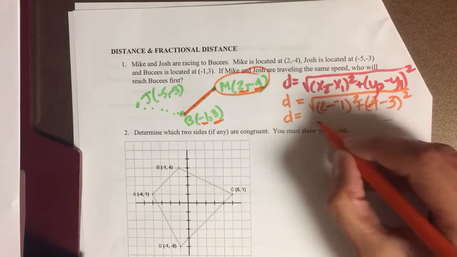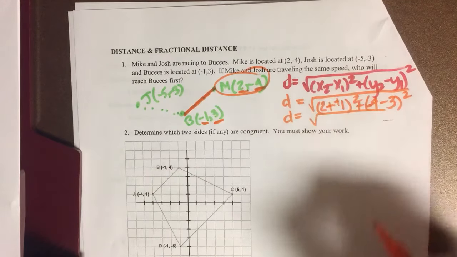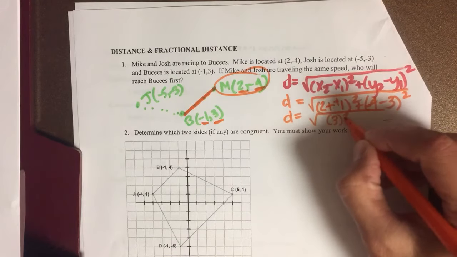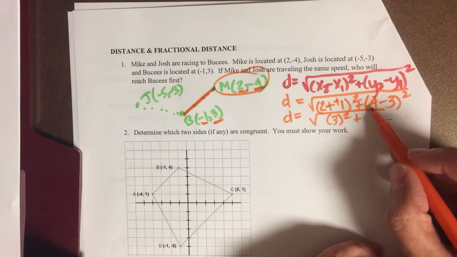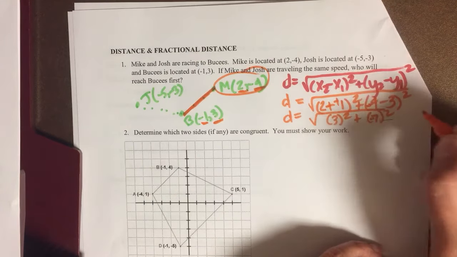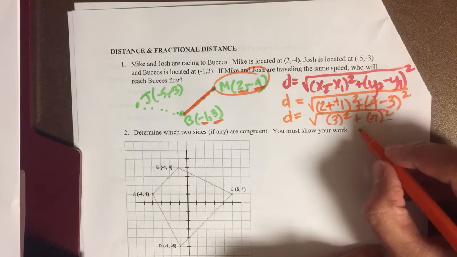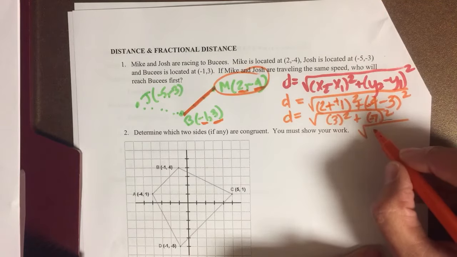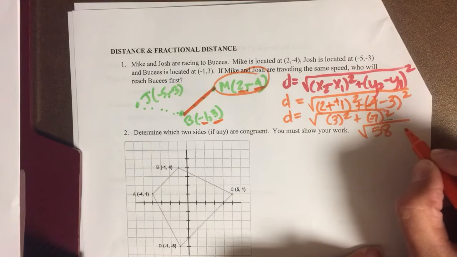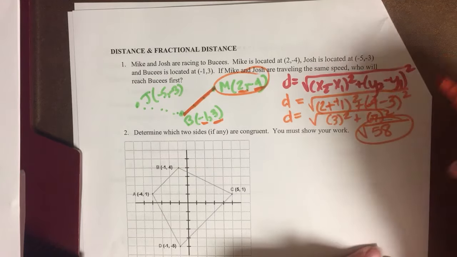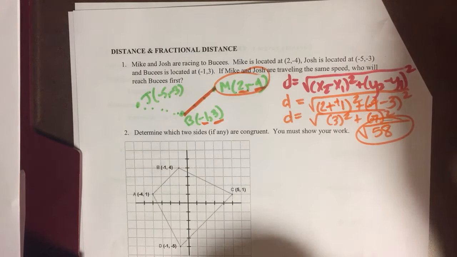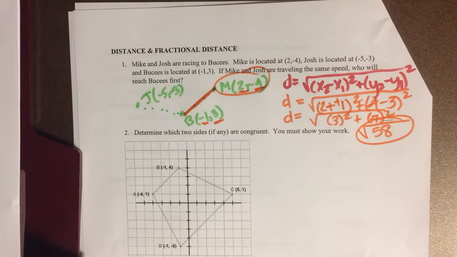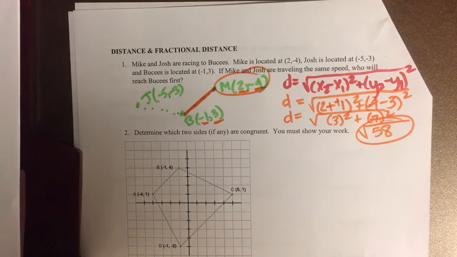If I continue on, the minus and negative becomes plus. I end up with 3 squared plus -7 squared, because you've got -4 minus 3. So you end up getting the square root of 9 plus 49, which is the square root of 58. That's how far away Mike is from Buc-ee's. Square root of 58 is going to come out to close to 7 point something. So let's check out the other one and see what we got.